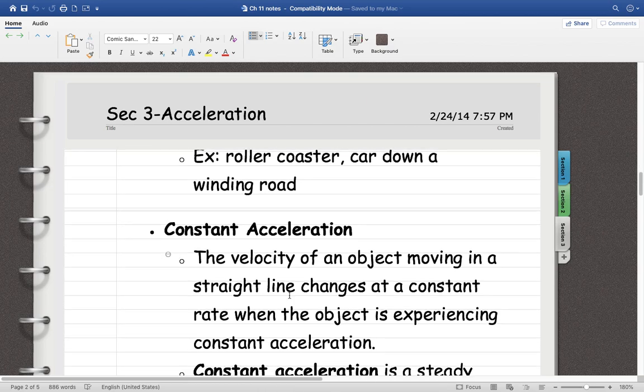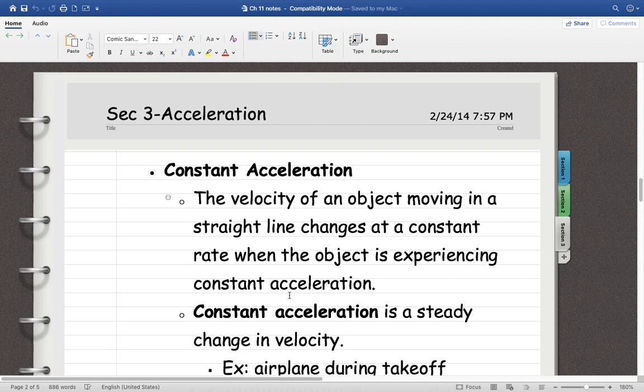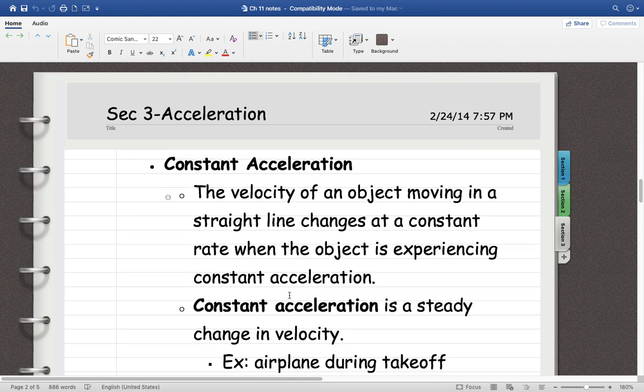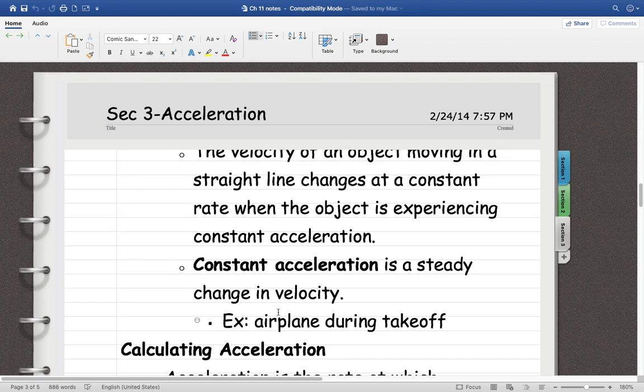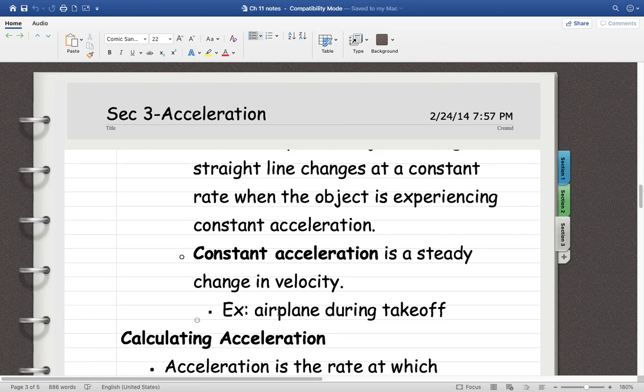Now the next one is constant acceleration. The velocity of an object moving in a straight line changes at a constant rate when the object is experiencing constant acceleration. Constant acceleration is a steady change in velocity. An example is an airplane taking off. When it first takes off, it's constantly speeding up, and that's constant acceleration. Again, these are pictures all in your book.